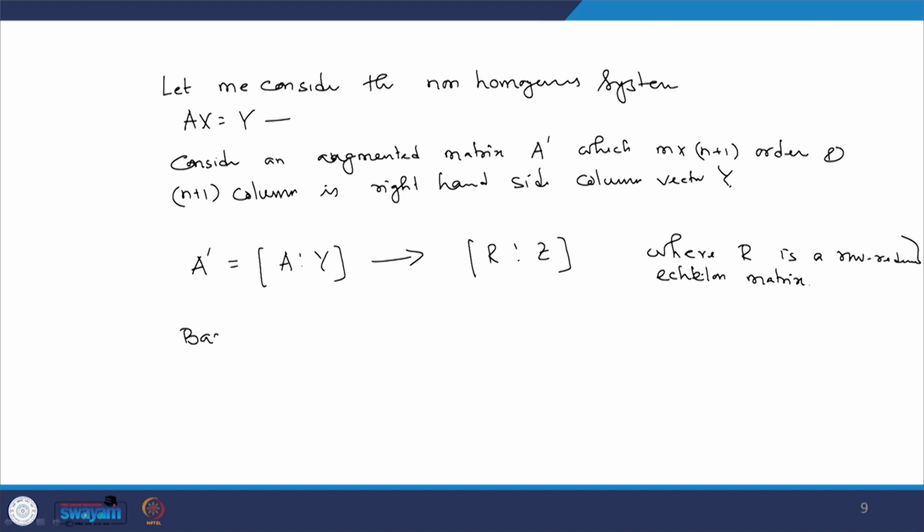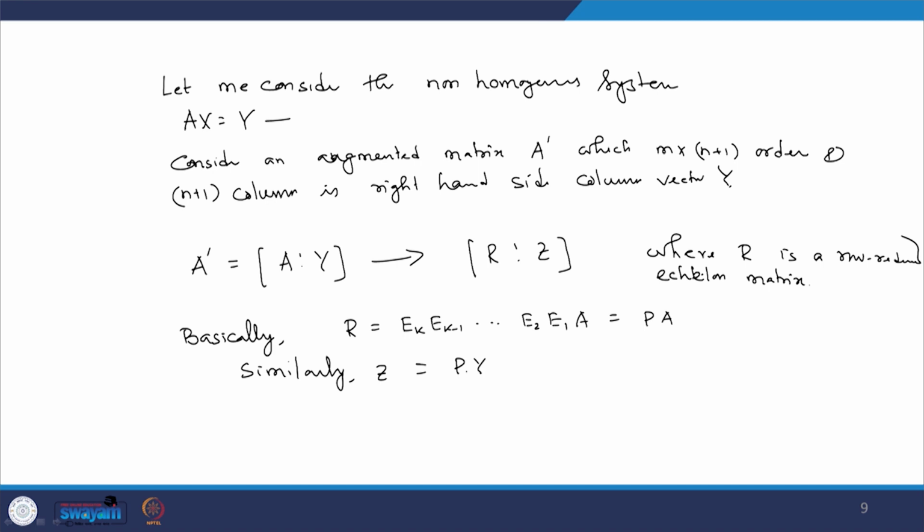So, basically R is obtained by multiplying a finite number of elementary matrices from the left side to the capital A. So, R is equal to, say we have multiplied a small k number of elementary matrices, Ek, and so on, E2 and E1, and then A. Since each of them is invertible, I can say this is equal to P into A. So, row reduced echelon form R is obtained by multiplying an invertible matrix P to the left hand side of A. Similarly, the Z column is obtained by multiplying P to capital Y.